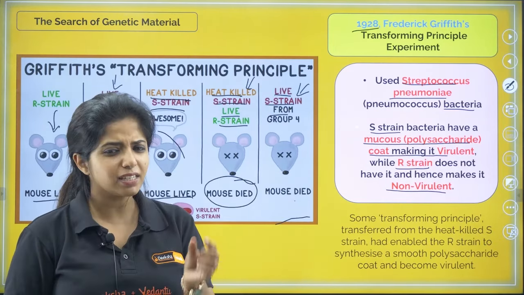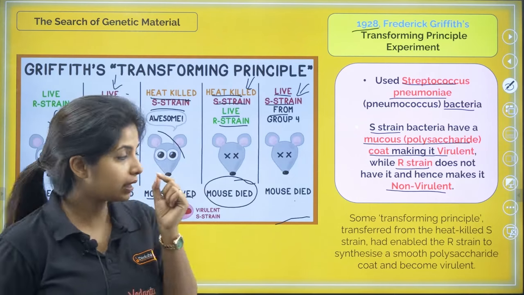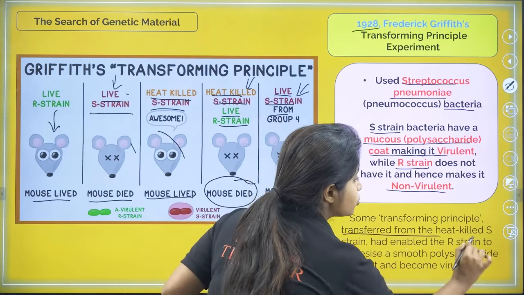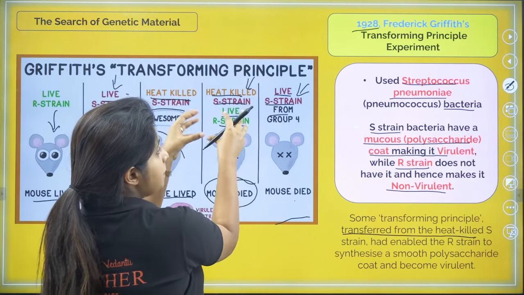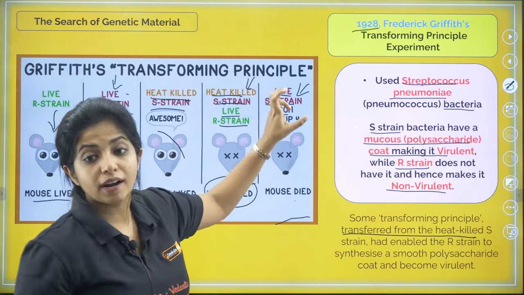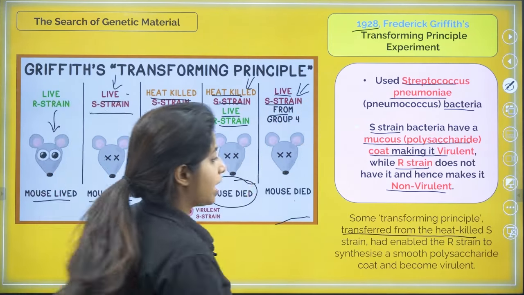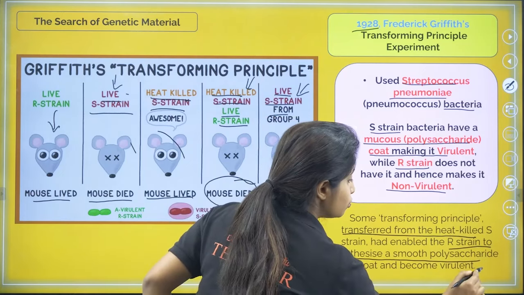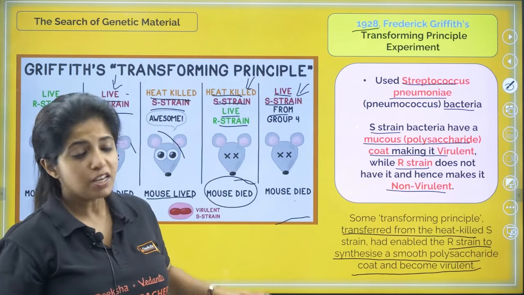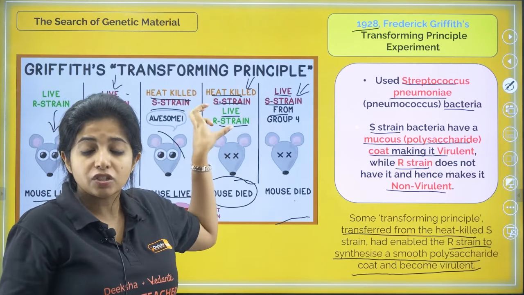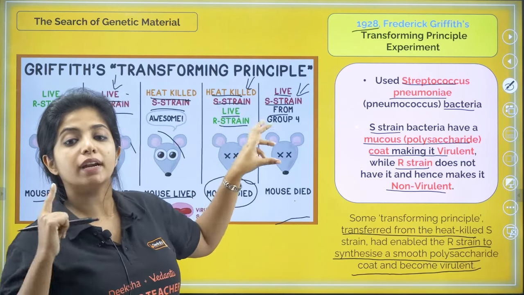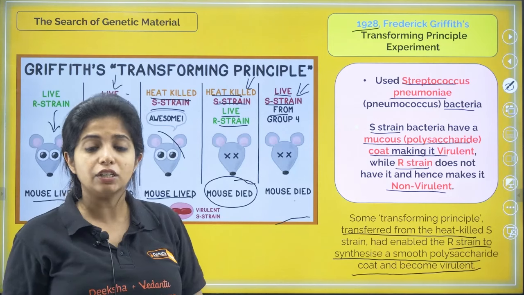So he got to understand that some transforming principle, something, was getting transferred from the heat-killed S strain to the live R strain, making it transform into what? Live S strain. That has enabled the R strain to synthesize a smooth polysaccharide coat and become virulent. So there was something getting transferred over here, which is why the live R strain was able to make that mucus coating by itself and transform itself into what?